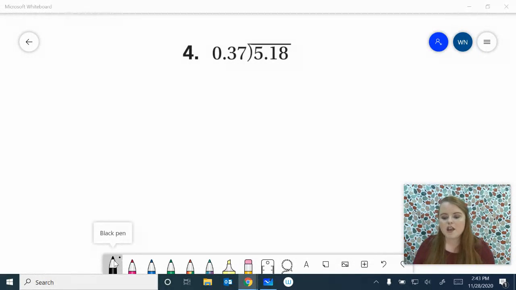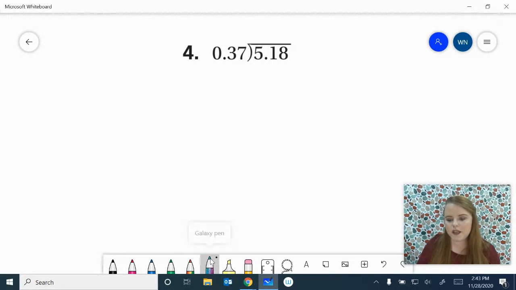We've got 5 and 18 hundredths divided by 37 hundredths. Go ahead and get started. Don't forget to swoop. Let's start swooping. We're going to swoop 1, 2 times. Swoop 1, 2 times. Magical decimal line up. There's the decimal. Now let's start working it out.